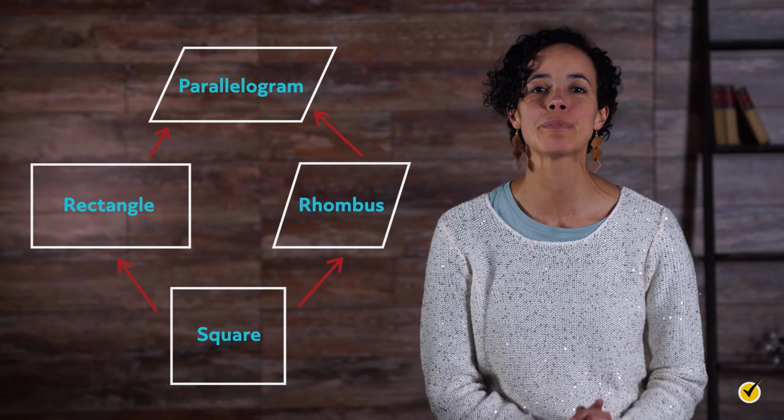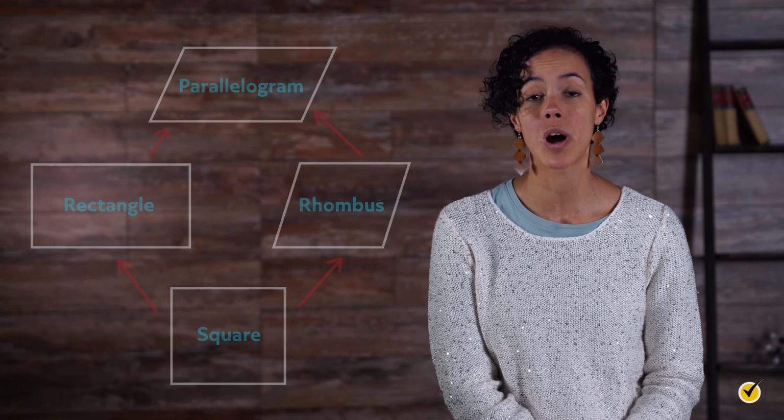Okay, let's explore the diagonals of these 4 quadrilaterals. A diagonal is a line segment connecting opposite vertices, or corners, of a quadrilateral. Here's our regular, non-special parallelogram with the diagonals shown. As you can see, the diagonals of a parallelogram bisect each other. In other words, they cut each other in half.